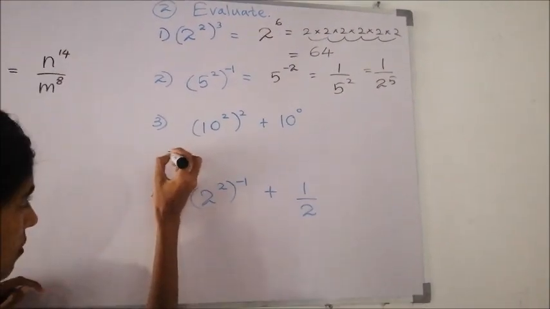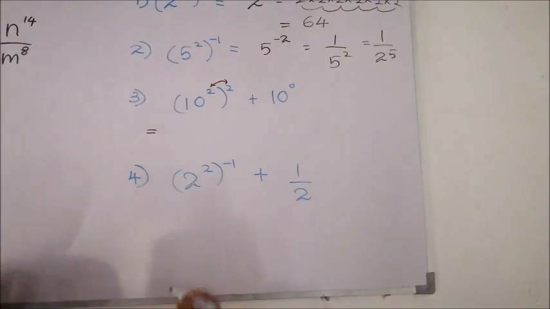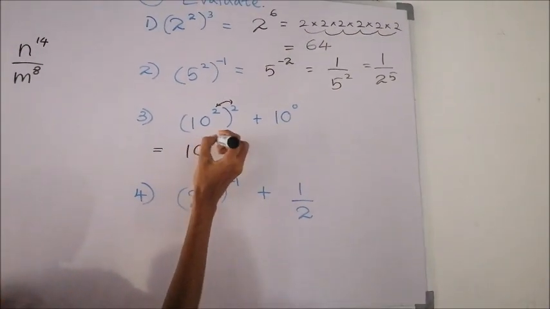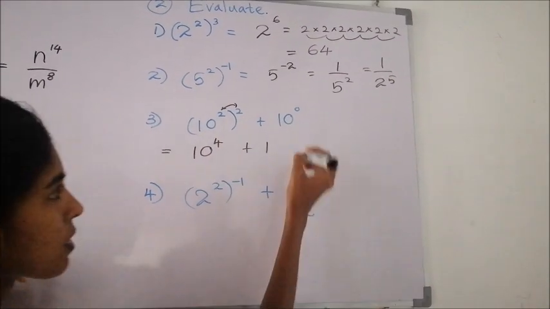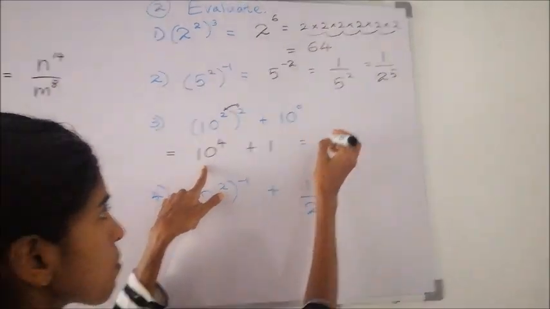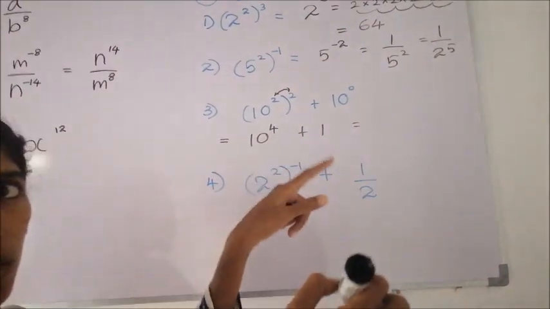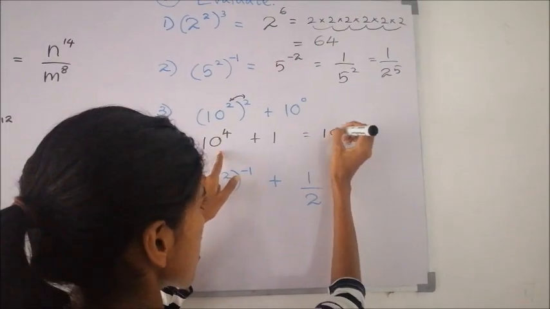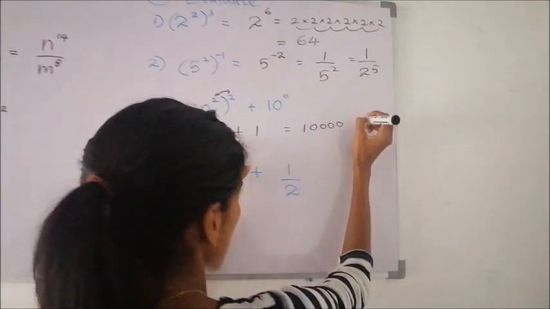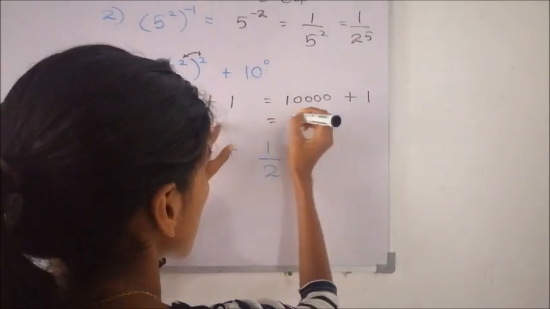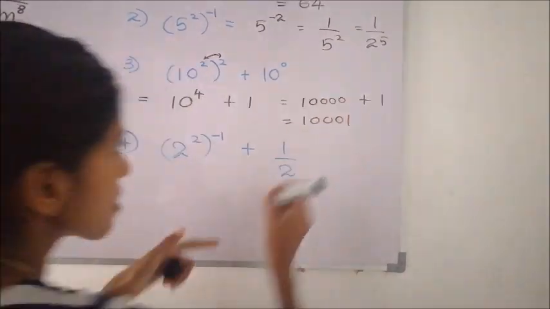Next, when we multiply these two, 10 to the power 4 is coming, plus from here we should know 1 is coming. 10 to the power 4, when we expand 10 into 10 into 10 into 10, that means the answer is 10,000. Now for 10,000 we will add 1. 10,001 is the answer.